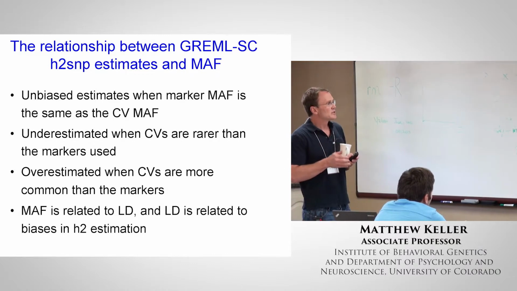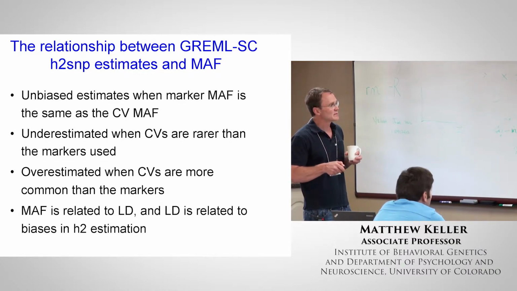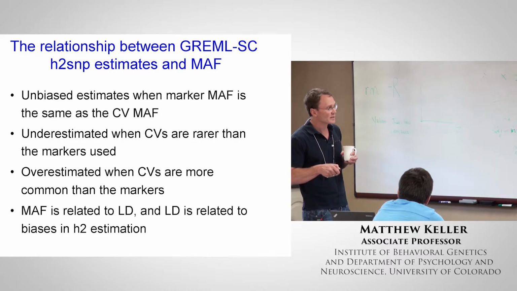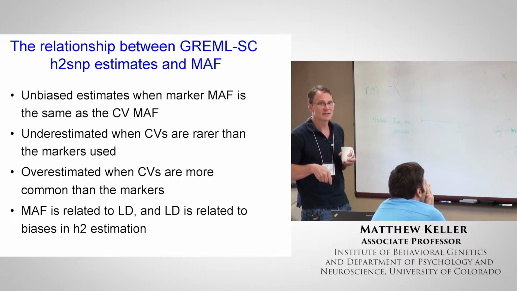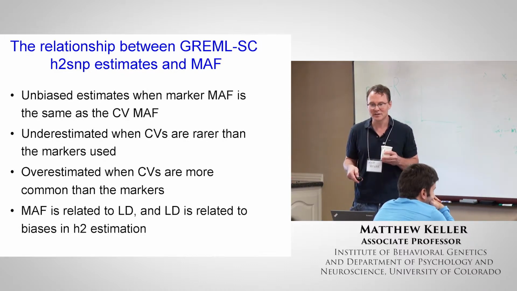So the relationship between GRML-SC, SNP heritability, and MAF is that we get unbiased estimates when the markers have the same MAF as the causal variants. We get underestimates when the causal variants are rarer than the markers, and overestimates when the causal variants are more common than the markers. So MAF is inherently related to LD, which I'll talk about in just a sec, and LD is related to the biases in heritability that we're observing.